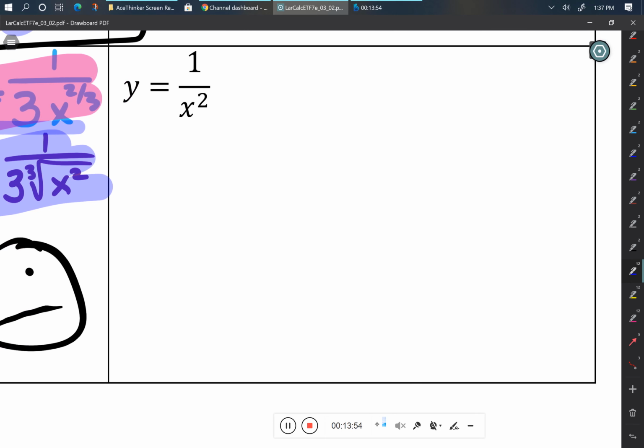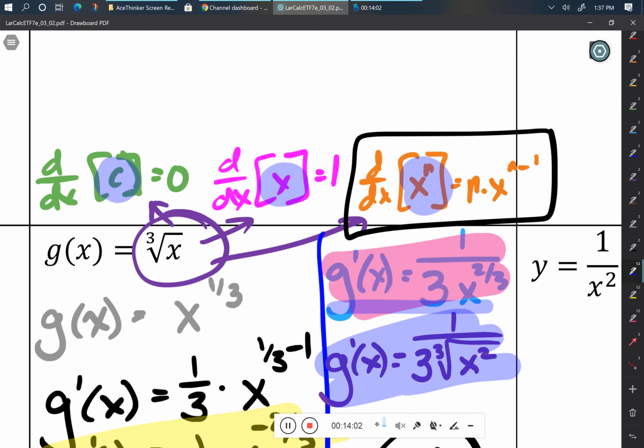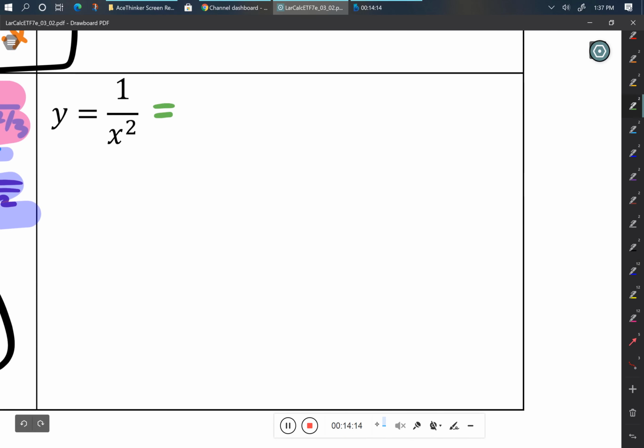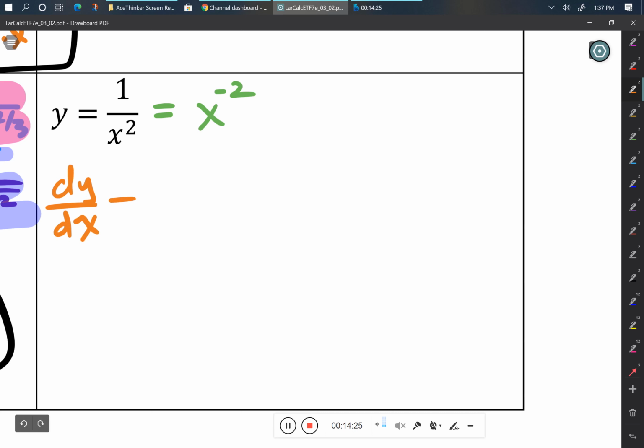All right, here I go again. I've got another one that I don't have a rule for. I don't know what to do with this one because this is again not a constant, not a plain old x, and it's not an x to the nth. So either I use limits or I find a way to mathematically rewrite this. So I'm hoping you're seeing the same thing I'm seeing, that we can rewrite this as x to the negative 2. Okay? And then when I take the derivative, dy dx, the derivative of y with respect to x, will be negative 2 times x to the negative 2 minus 1, which gives me negative 2x to the negative 3.